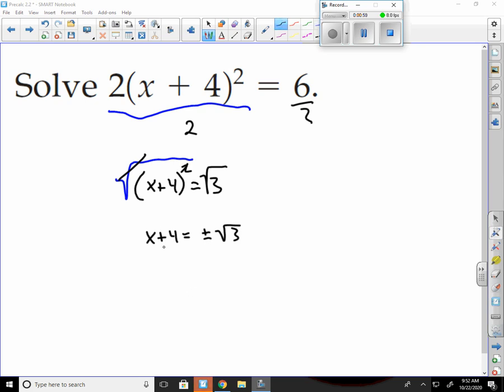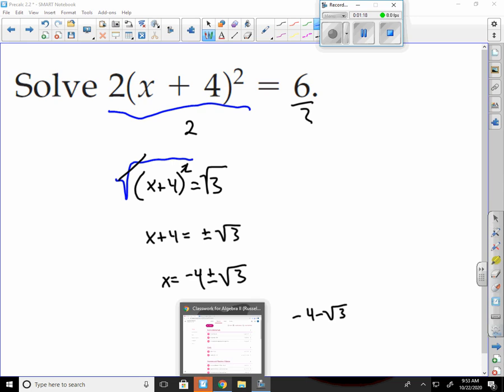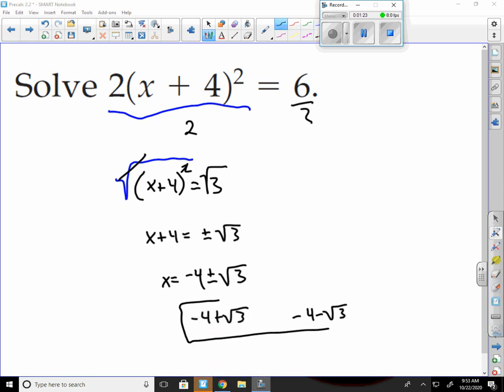Now I have to get the 4 to the other side. In order to get it to the other side, I subtract. So it's x equals negative 4 plus or minus square root of 3. Now there's 2 separate answers here. I have negative 4 plus the square root of 3 and negative 4 minus the square root of 3. And those are my 2 answers. I don't want you to break the square root of 3 down into decimals or anything like that. Just leave it the way it is.